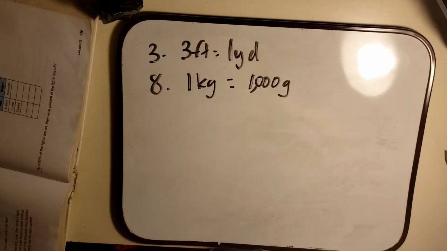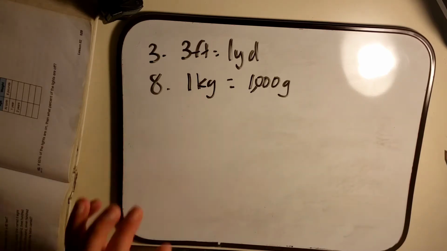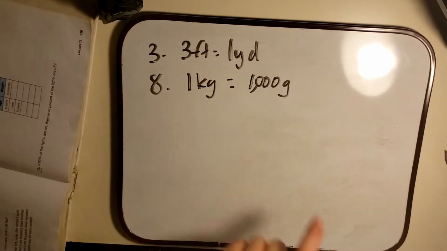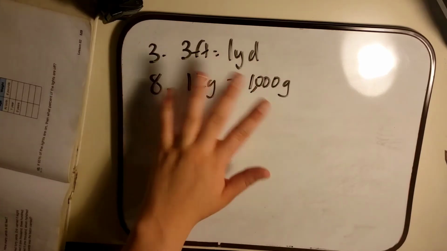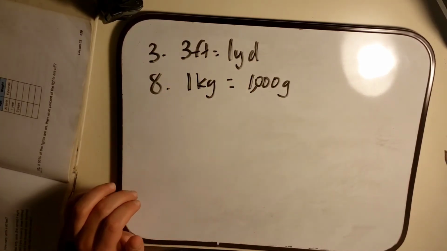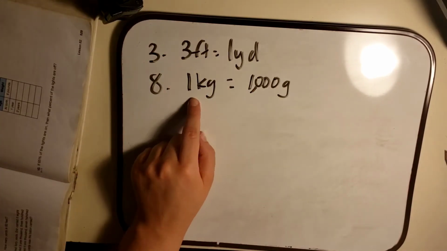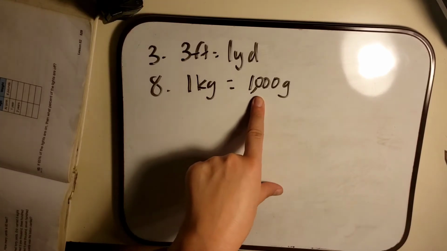Okay, so here we are with our math homework. I think you guys can do the first ones on your own. Keep in mind for number 3 that 3 feet equals 1 yard. That's not the answer, but that will help you. And also on number 8, keep in mind that 1 kilogram equals 1,000 grams.